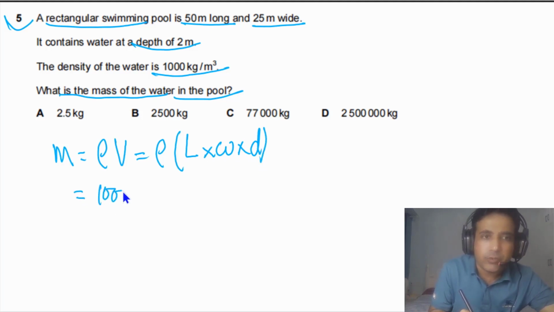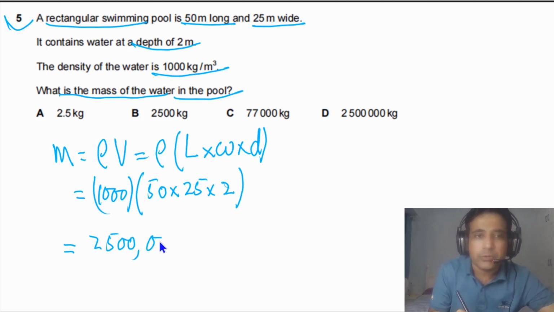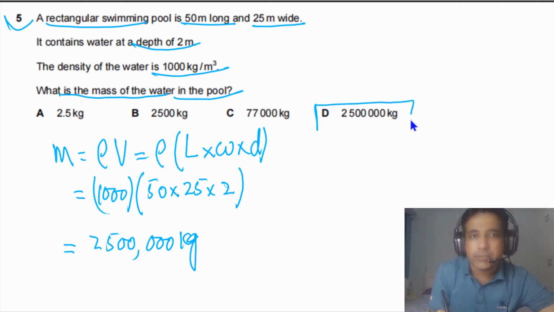We have density of water equal to 1000 kgs per cubic meter. L is given in SI units, that is equal to 50, and width is given, that is equal to 25 meters. You have to be careful about units. If these are SI base units, simply you can multiply. So if we multiply them, our final answer will be equal to 2500 thousand kgs. So this is the mass of water in the swimming pool. So the answer for this question has to be D. D is the right answer.